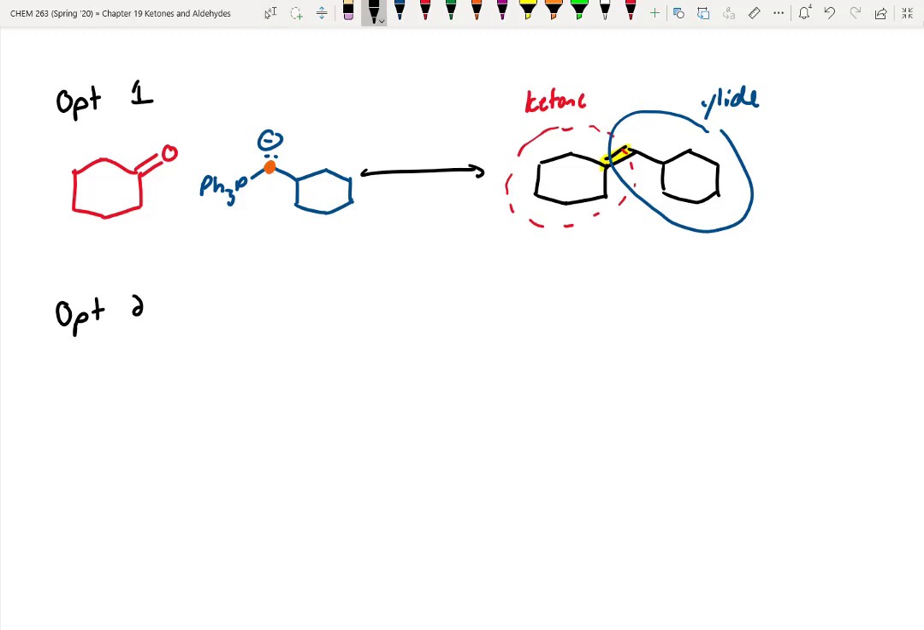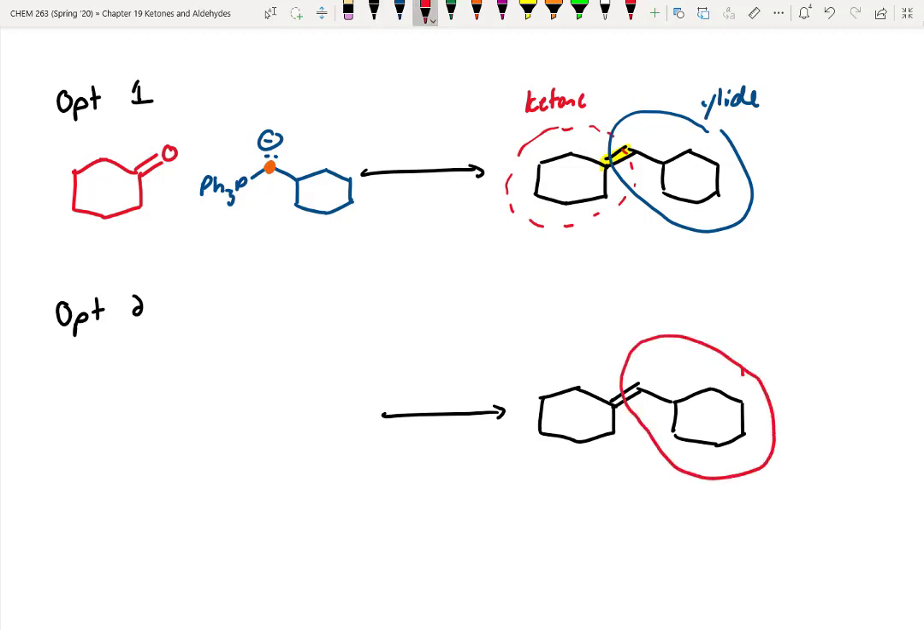Let's do option 2, where things are kind of reversed. So just like before, we're going to break this in half. And I'll just redraw this all out. And what I mean by that is maybe this half of the molecule used to be the ketone or aldehyde. And maybe the other half was the ylide. Well, let's take a look at what that would mean. So if we had the ketone or the aldehyde, we can break this apart.